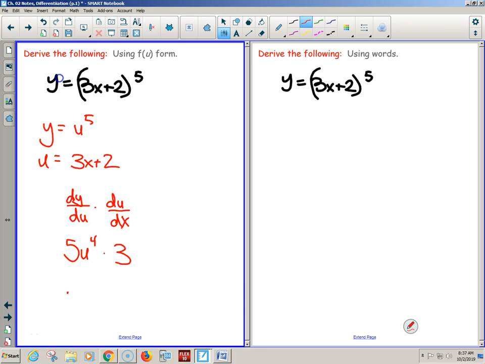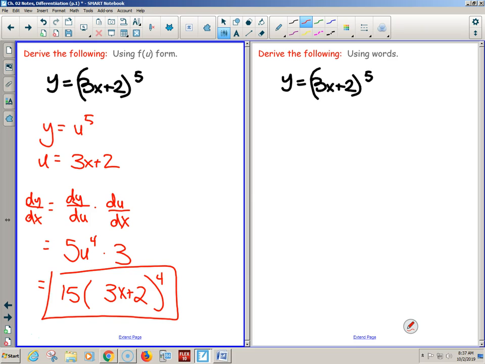u is 3x plus 2. So wouldn't it be 5 times, well wait, 5 times 3 is 15, yeah? Oh, sweet. So you get 15 times who to the 4th power? 3x plus 2. There is my dy/dx.